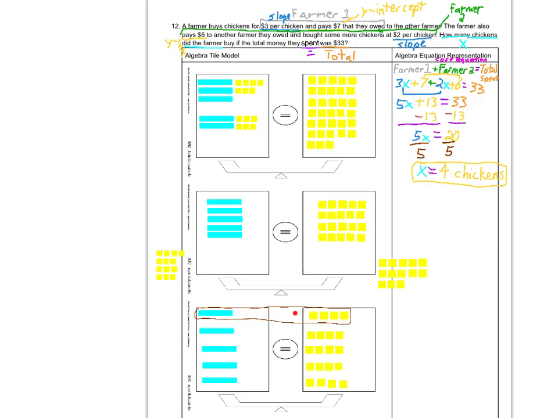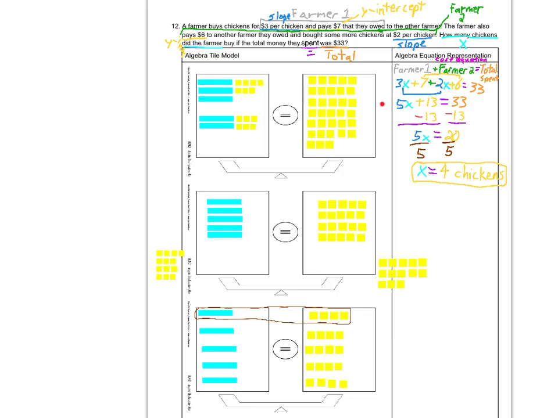That 20 then I rearranged into an equal number of groups. There's 5 x's, so I had to make 5 groups. We see that in one group then there are 4. That means that the farmer bought 4 chickens. You can verify that's correct by plugging in 4 in place of x. 3 times 4 is 12, plus 7 is 19. 2 times 4 is 8, plus 6 is 14. So 19 plus 14, and we see that is indeed $33 in total.